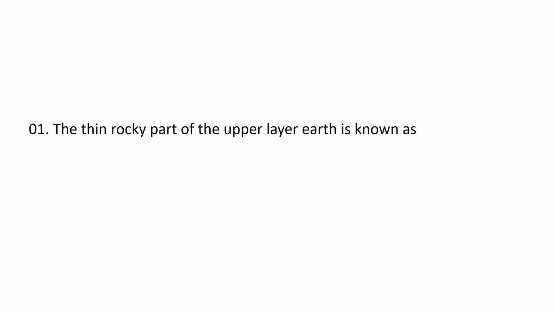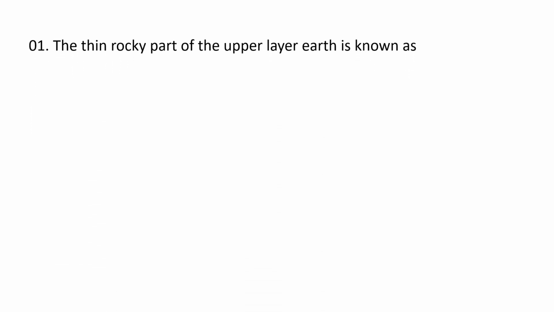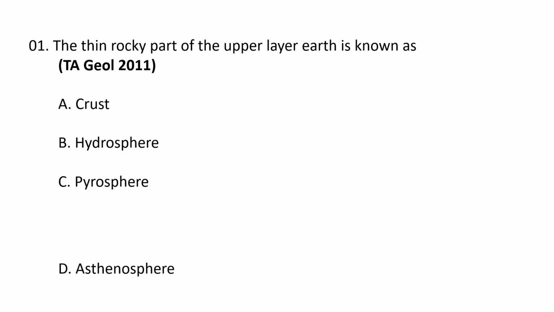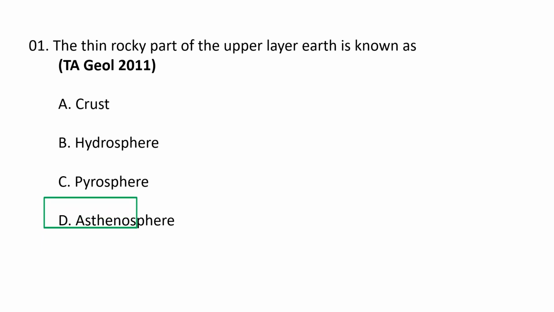Coming to the first question. The thin rocky part of the upper layer of the earth is known as: A. crust, B. hydrosphere, C. pyrosphere, D. asthenosphere. The correct option is A, crust. The crust is the outermost layer of the earth and is made up of solid rock. The crust and the upper part of the mantle are part of a single geological unit called the lithosphere. So the correct option is A, crust.